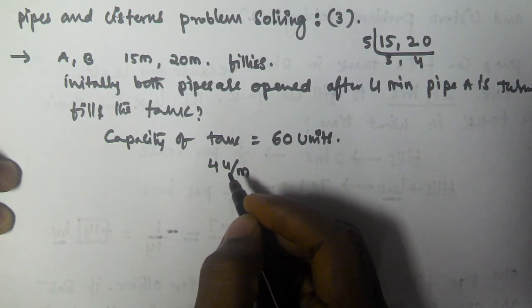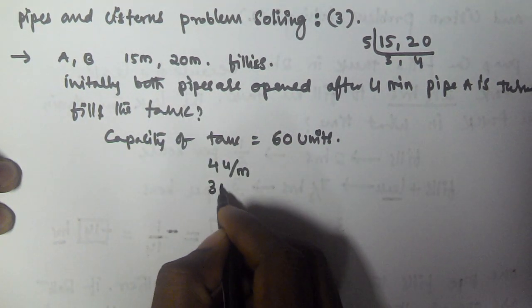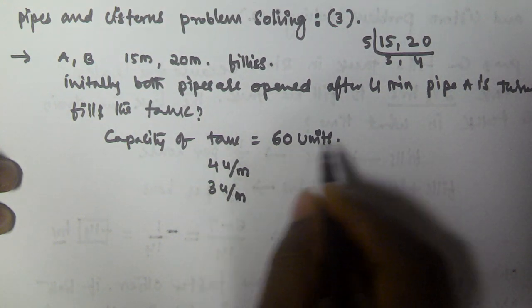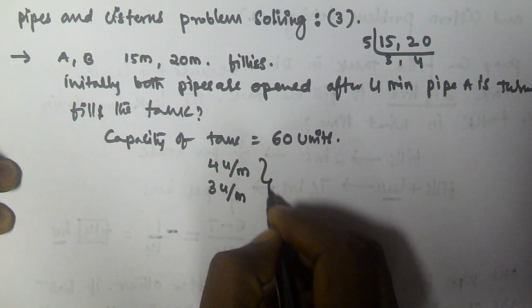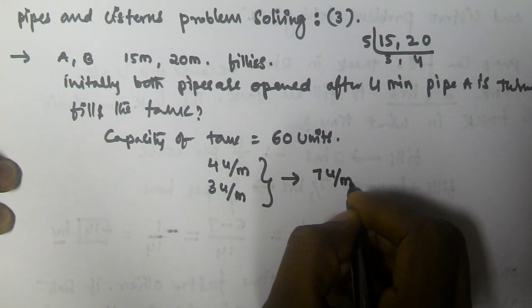If the first pipe fills in 15 minutes, that means it is filling 4 units per minute. If the second pipe fills in 20 minutes, that means it is filling 3 units per minute. Initially both pipes are open, that means both pipes are filling 7 units per minute.